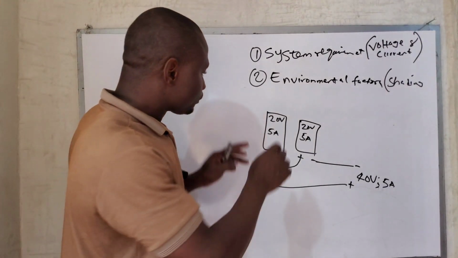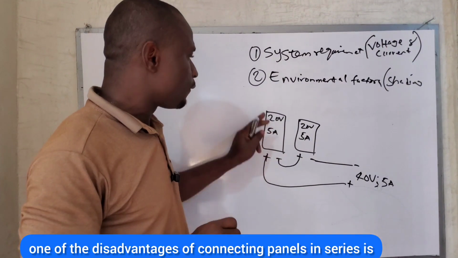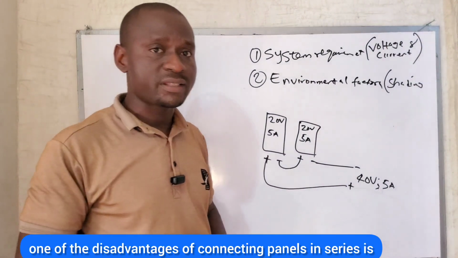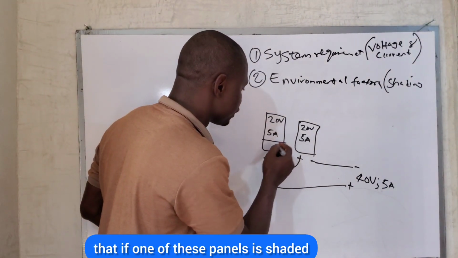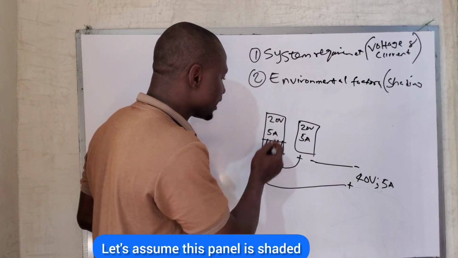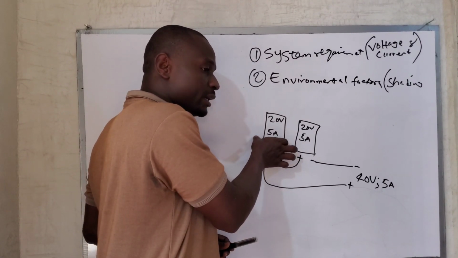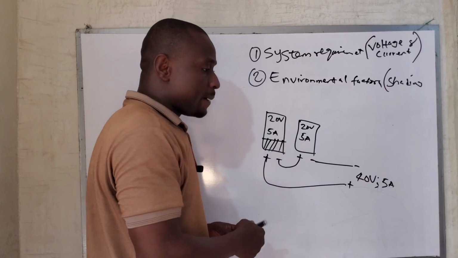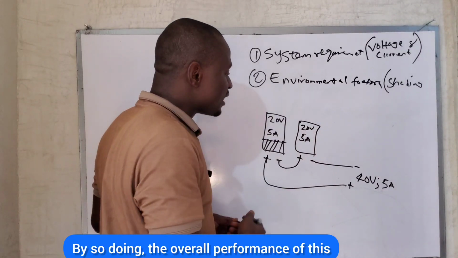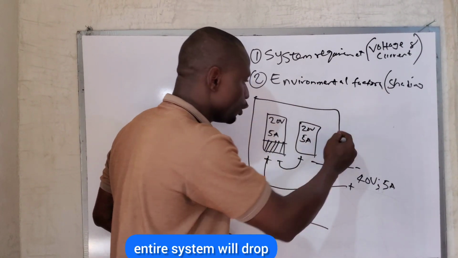Then, one of the disadvantages of connecting panels in series is that if one of these panels is shaded, let's assume this panel is shaded, the performance of this panel will drop. By so doing, the overall performance of this entire system will drop.